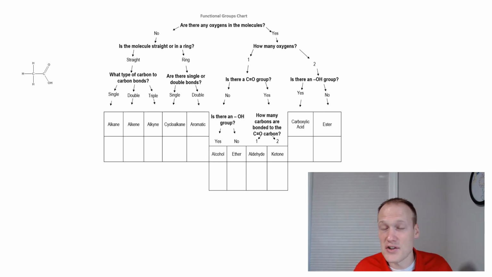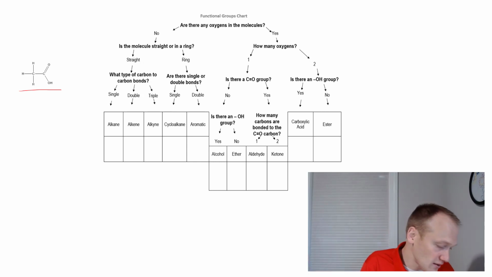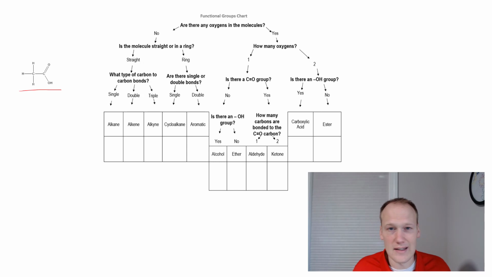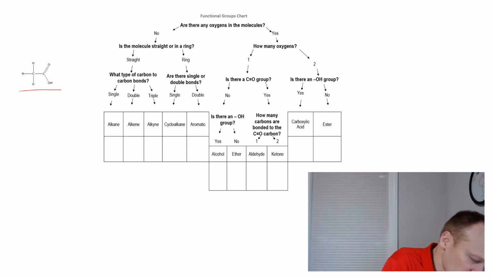So let's practice this using one of the molecules from your activity. Here's our molecule over here. I just threw a bunch of different types of molecules at you, and you're probably looking at that thinking, I have no idea what that thing is. So let's start at the top. Are there any oxygens in this molecule? Well, yes, there are.